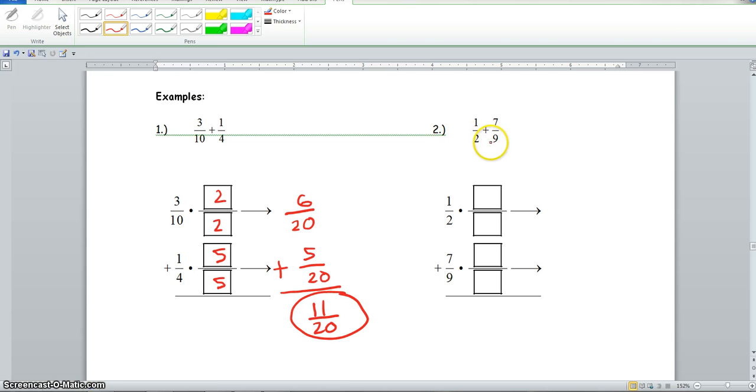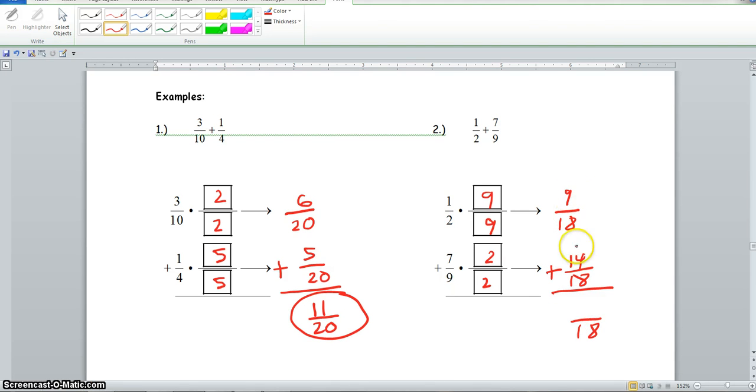The least common denominator of 2 and 9 is 18. So we ask ourselves, 2 times what is 18? And we know it's 9. So we'll multiply our numerator and denominator by 9. And we know 9 times 2 is 18, so we'll multiply our numerator and denominator by 2. So now we will have 1 times 9 is 9, 2 times 9 is 18, plus 7 times 2 is 14, and 9 times 2 is 18. We have our common denominator of 18.